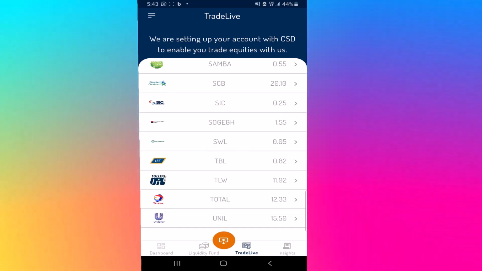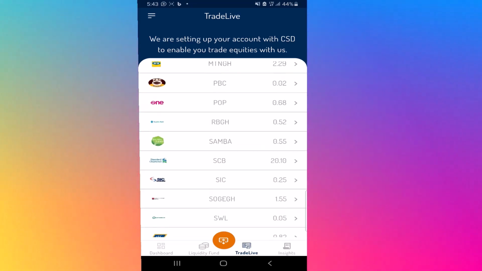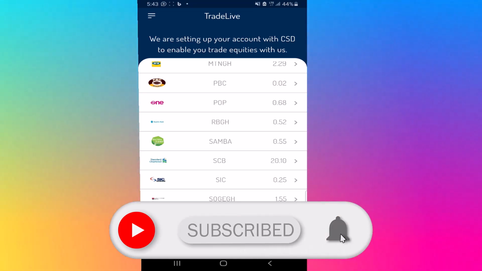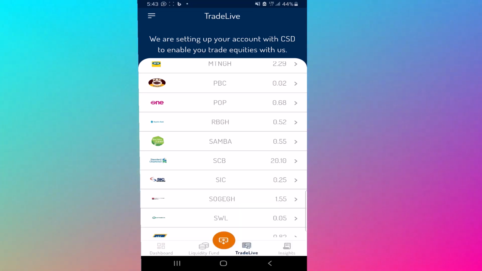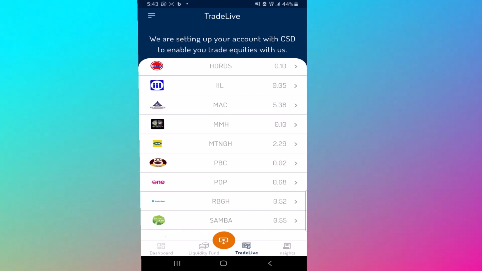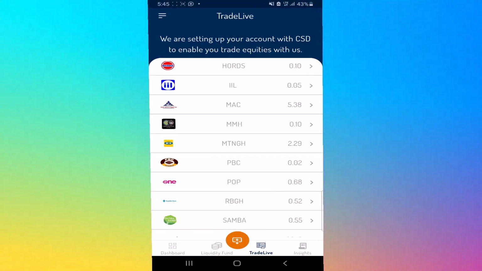So if you want to invest in the Ghana Stock Exchange, you create your account, then you let them create your CSD account for you. For the CSD, they take some time because of fraud and so on. They take some time to create this account for you. And if you want to invest in MTN, we have MTN here.